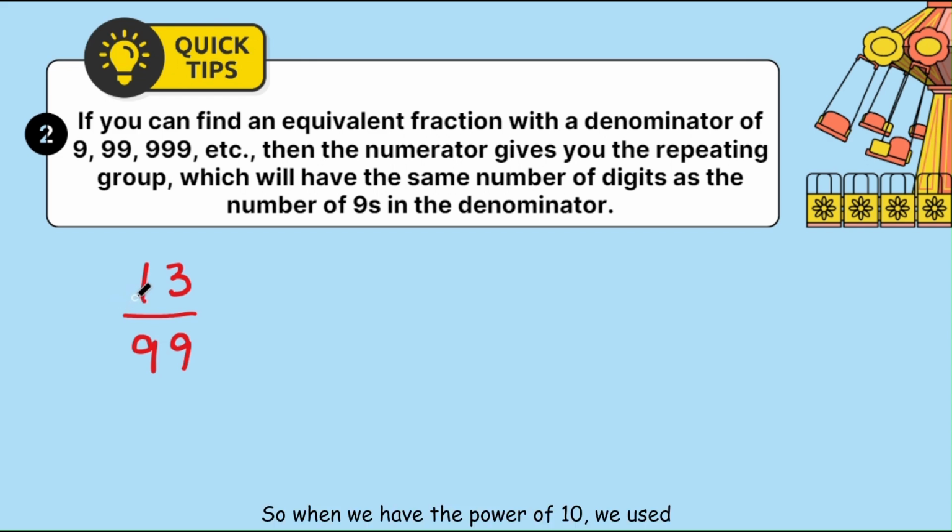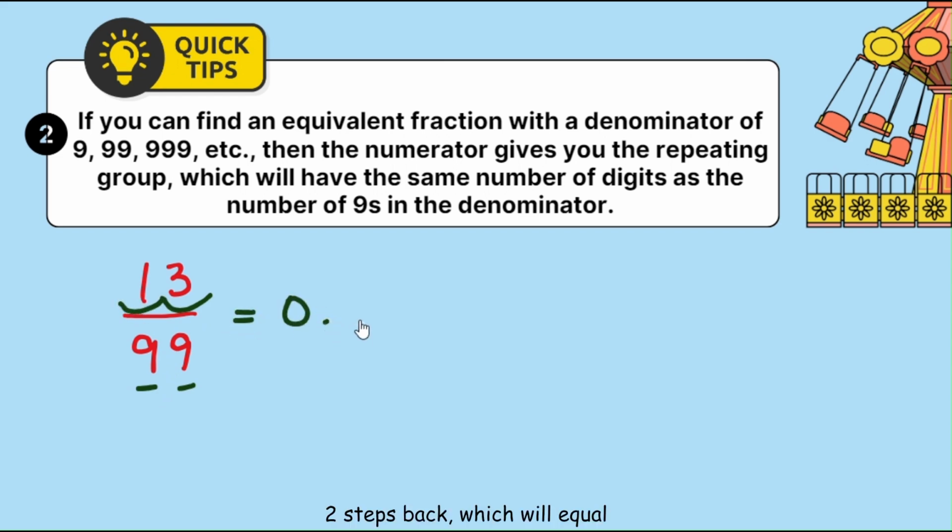So when we have the power of 10, we used to count the zeros. In 9s, we count the 9s that we have. So we have 2 9s, so we are going to go 2 steps back, which will equal 0.13.